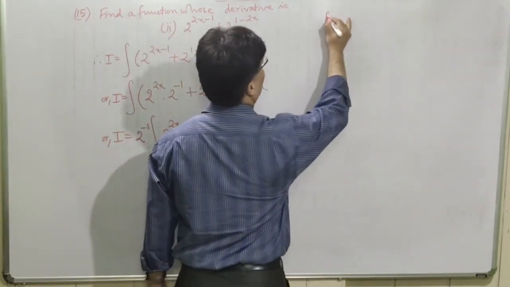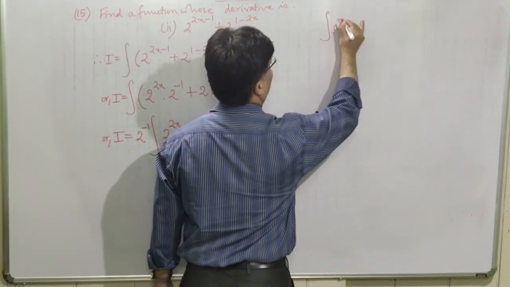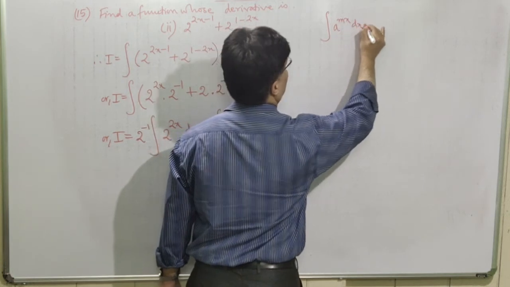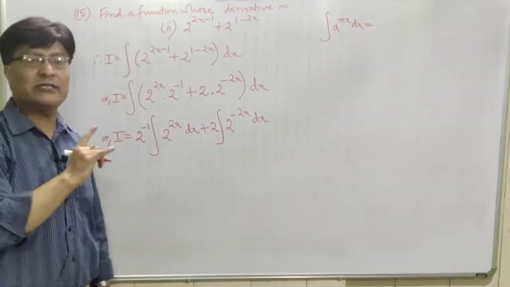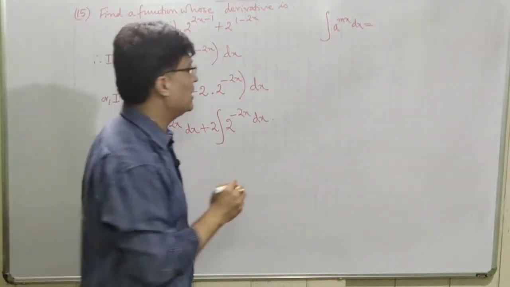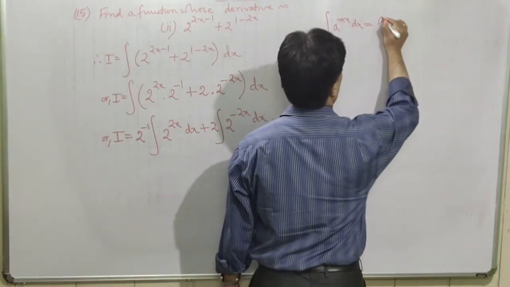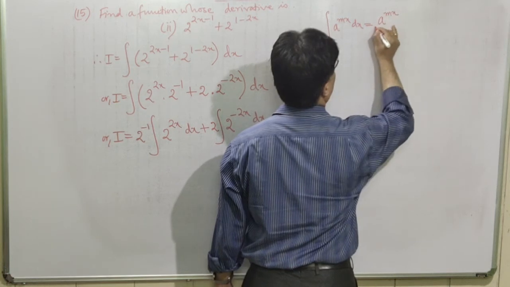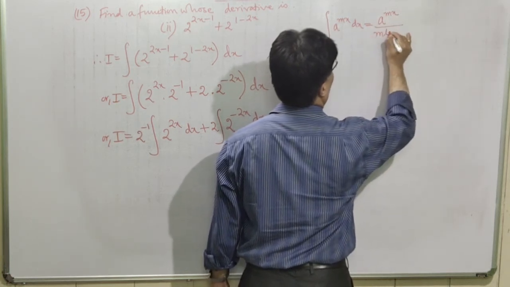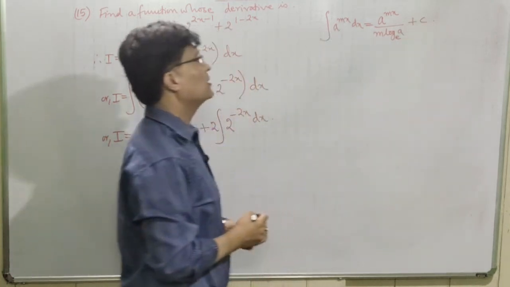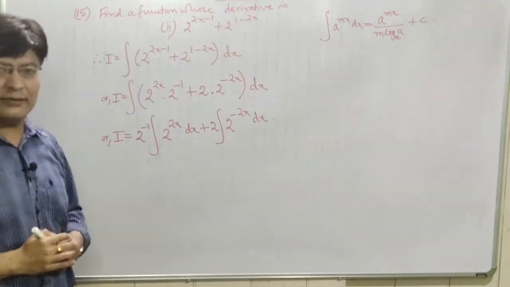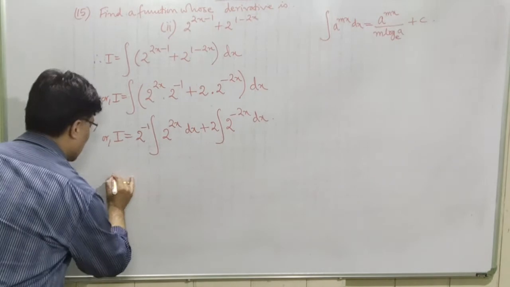So now you should know the formula for integration of a to the power mx dx, which is equal to a to the power mx divided by m log a base e. Then it is plus c. Is that clear? So let us use the formula here now.